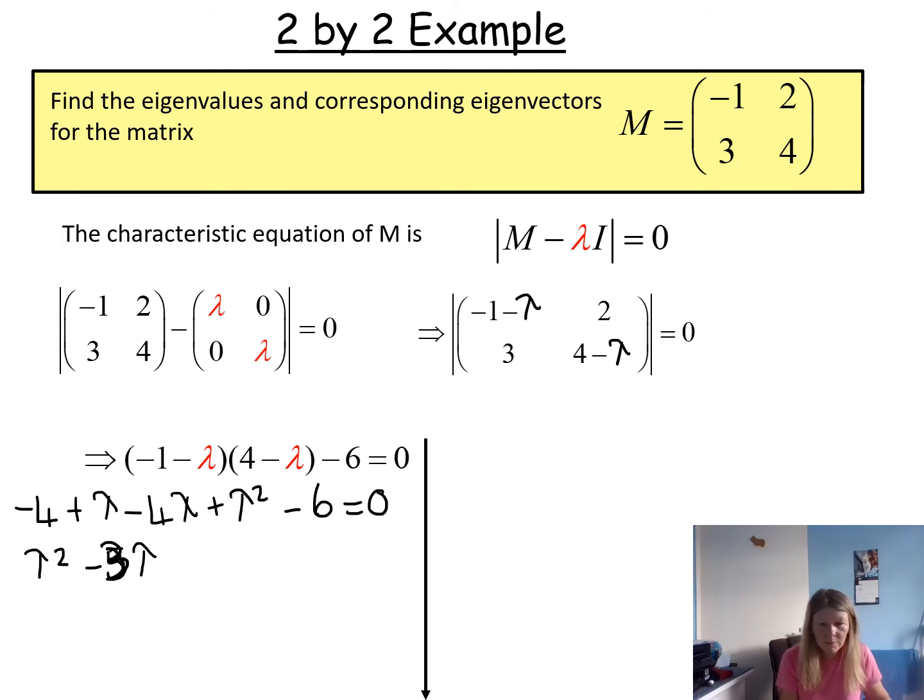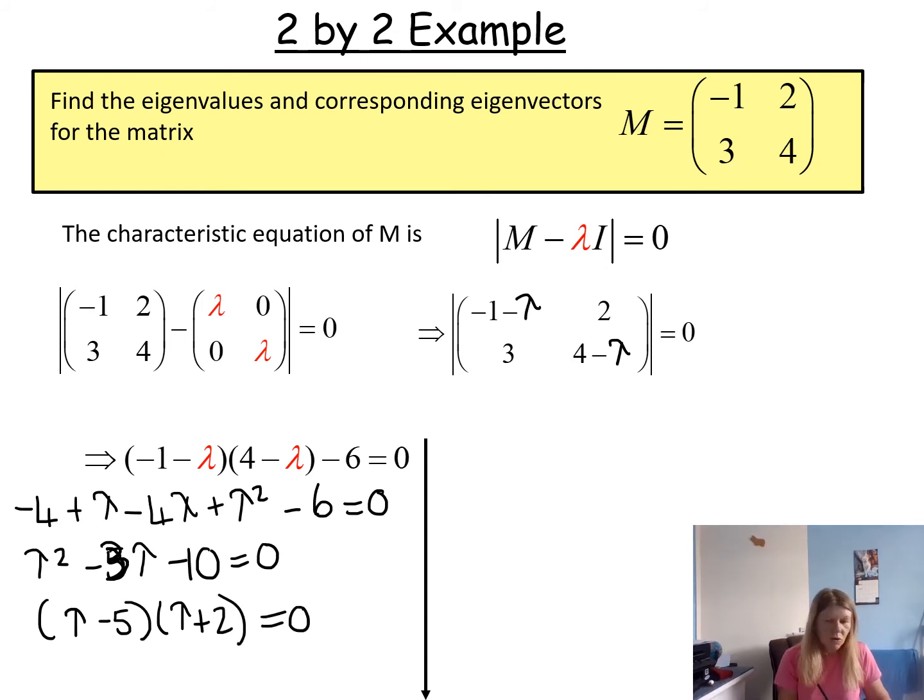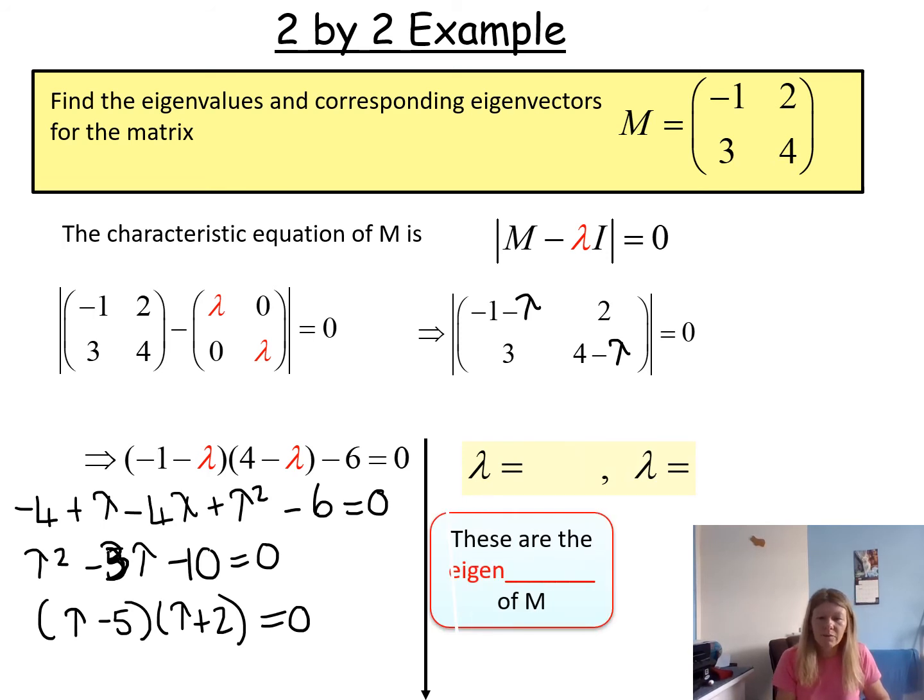Trust myself. And then minus 10 equals 0. If you factorize that, you'll get (lambda minus 5)(lambda plus 2) equals 0. So lambda can be one of two things: lambda can be 5 and lambda can be minus 2. And these are our eigenvalues of M. So we've got the eigenvalues, now we can get the eigenvectors.